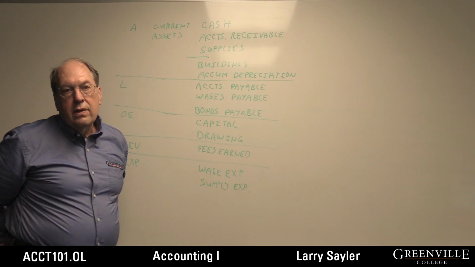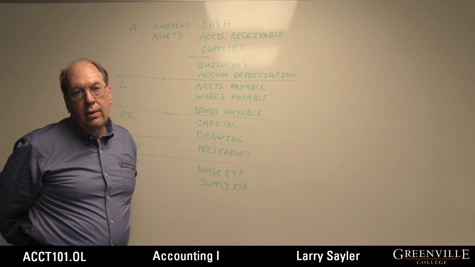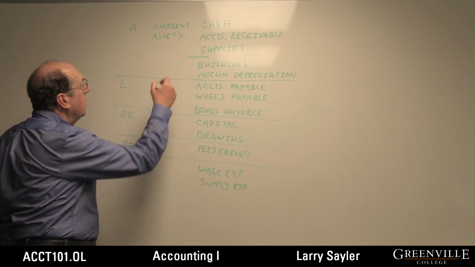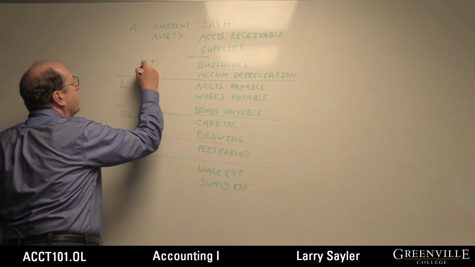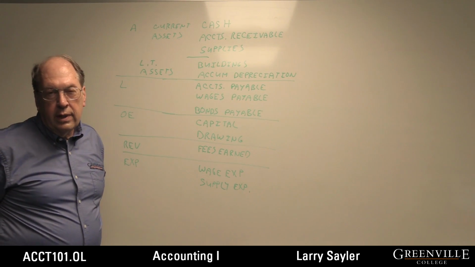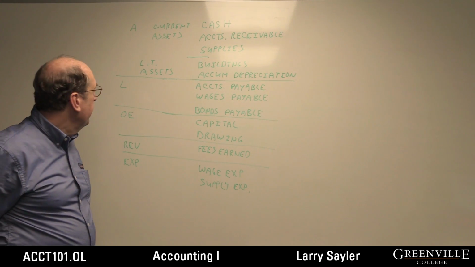are assets that are either cash or will be turned into cash or used up within 1 year. Long-term assets do not get used up within a year. So if you build a building, it lasts years and years, decades and decades.